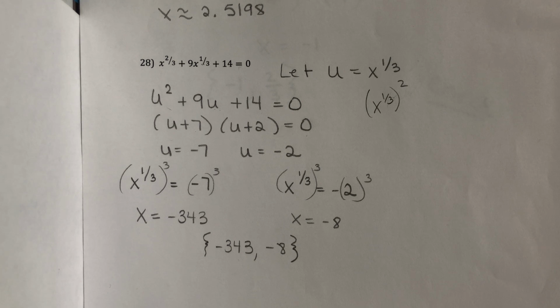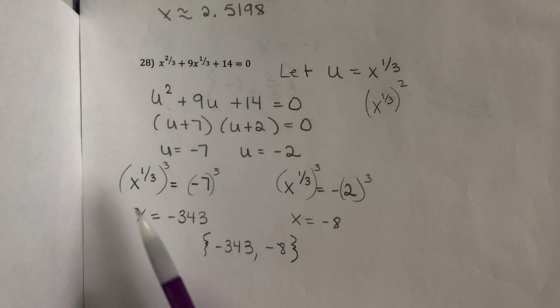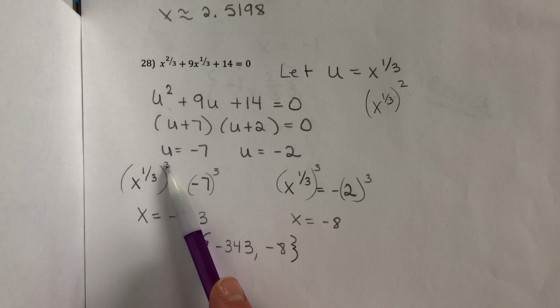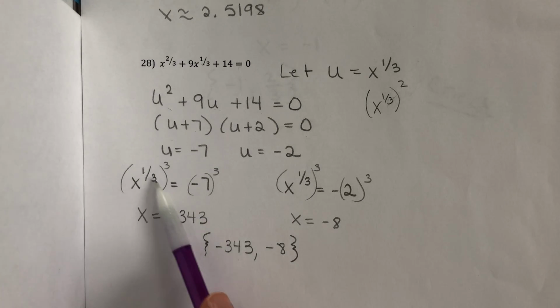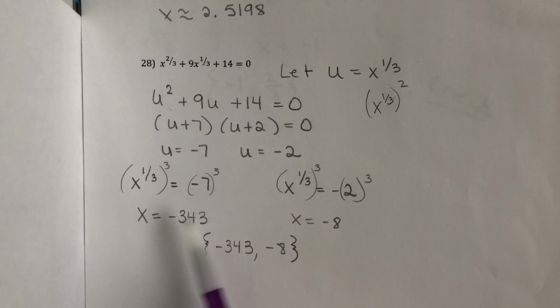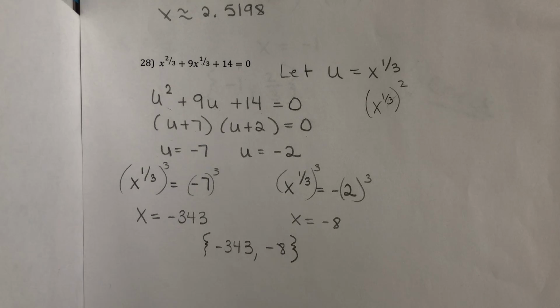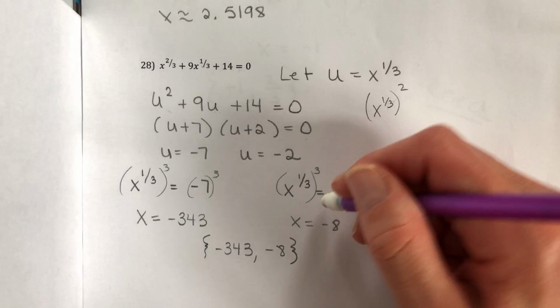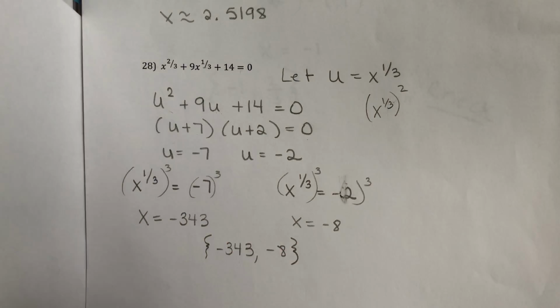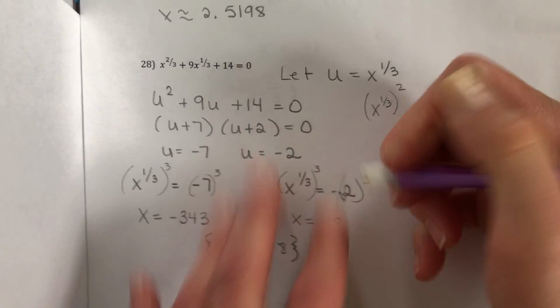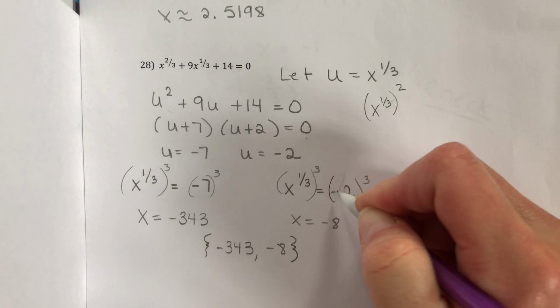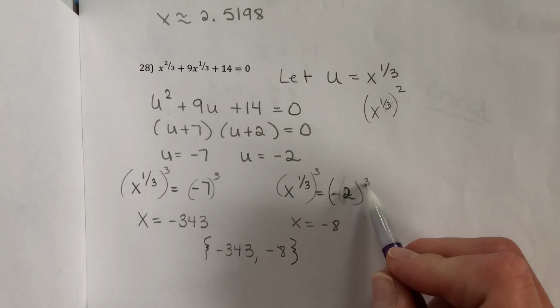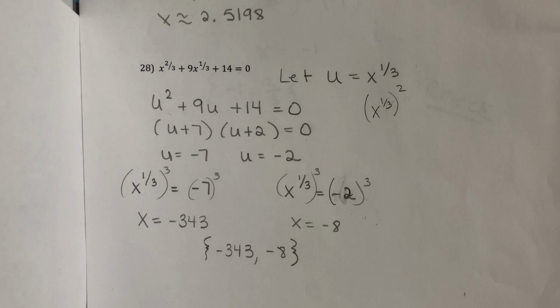And so when looking at this problem over here then, if I raise both sides to the power of 3, just to get rid of the 1/3 to get x alone, I will get -343 here. And I'm looking over here, this should be outside. Excuse my little error there. This should be outside. -2 to the power of 3 is -8.